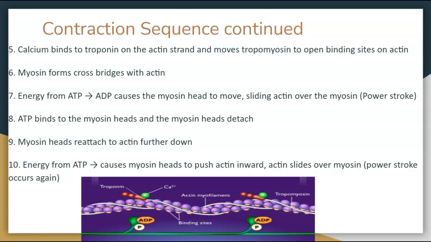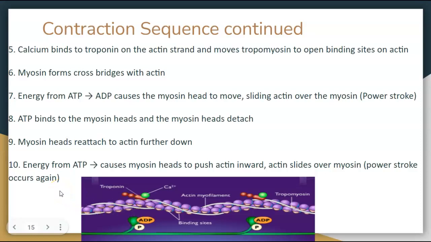So myosin is like, hey buddy, I haven't seen you in a while because you've been hidden away, because tropomyosin is usually covering the binding sites. But now it's open and myosin wants to hang out. So myosin forms a cross bridge with actin. Basically, these heads of myosin decide to hang out and they connect.